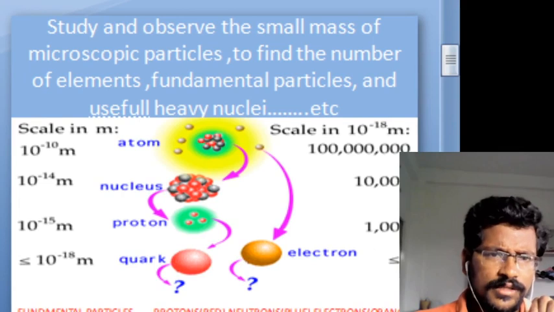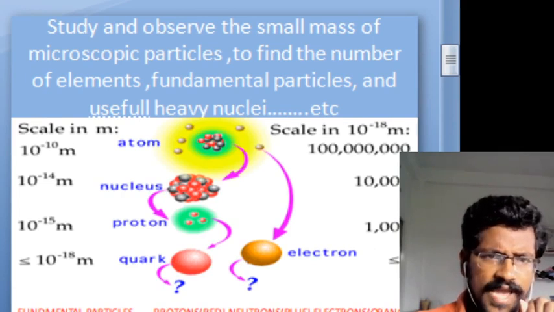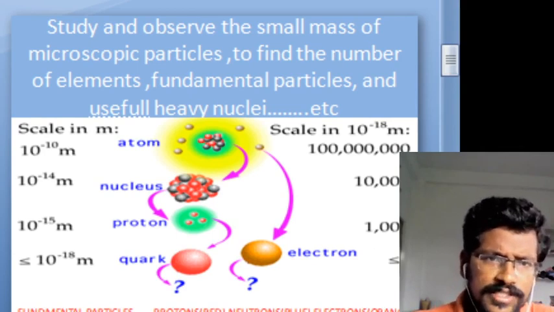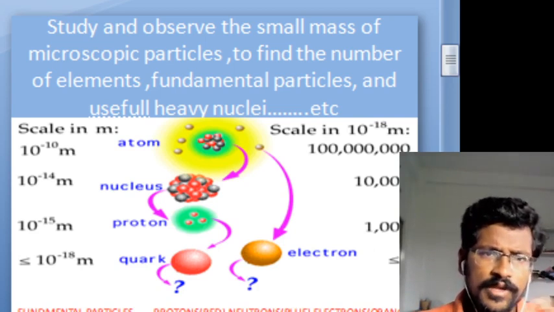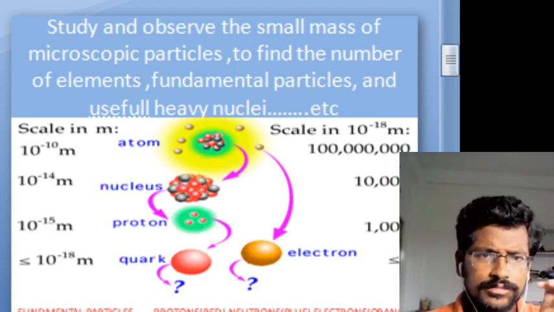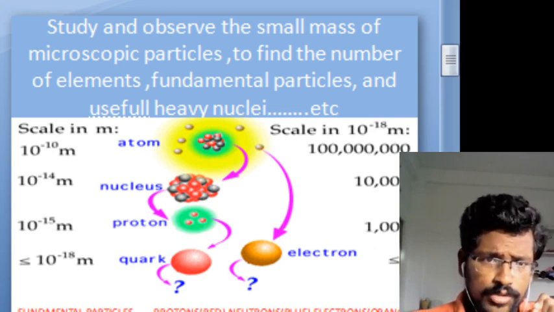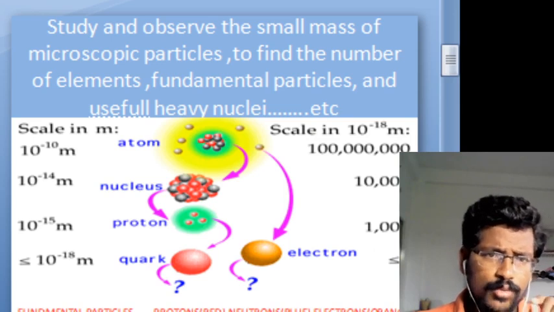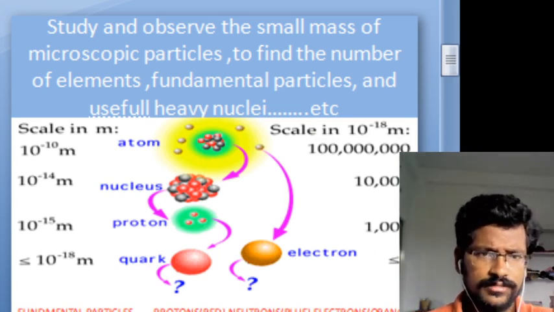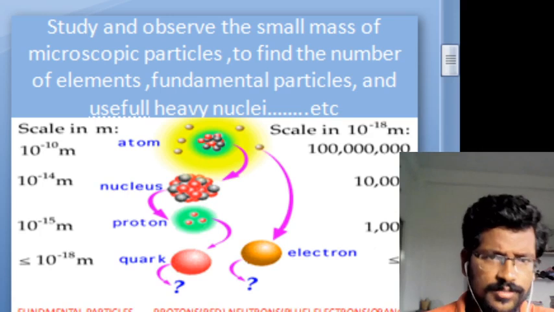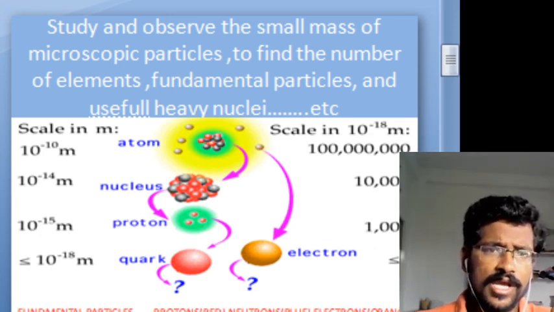This is an atom. Every atom has a nucleus. The electrons in the atom always revolve around this nucleus. Why? Because the nucleus has a heavily positive charge. The particles in it are protons and neutrons. Here protons have only positive charge. Neutrons are chargeless particles.